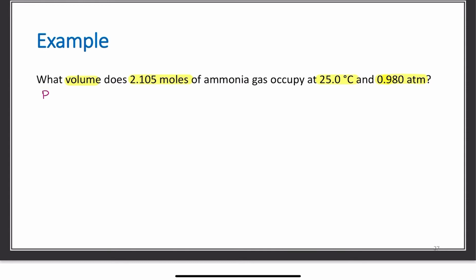For this, I'm going to use PV equals nRT. How do I know that? Because I'm not flipping between different pressures and volumes. I'm not using my combined gas law. I'm trying to find volume if I'm given moles, temperature, and pressure.